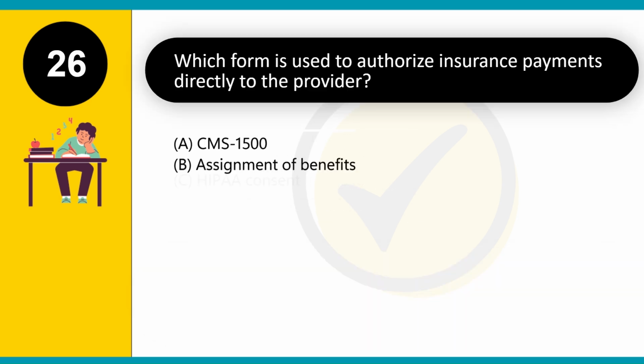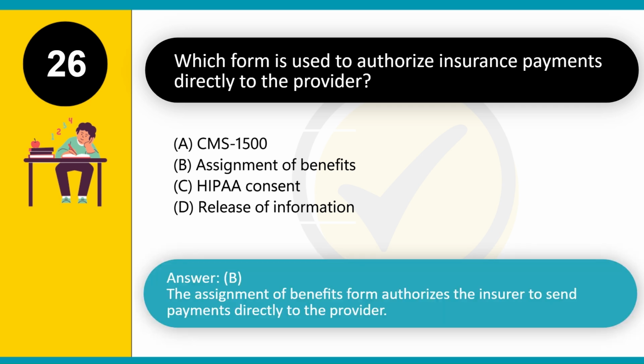Which form is used to authorize insurance payments directly to the provider? A. CMS 1500. B. Assignment of benefits. C. HIPAA consent. D. Release of information. Answer: B. The assignment of benefits form authorizes the insurer to send payments directly to the provider.